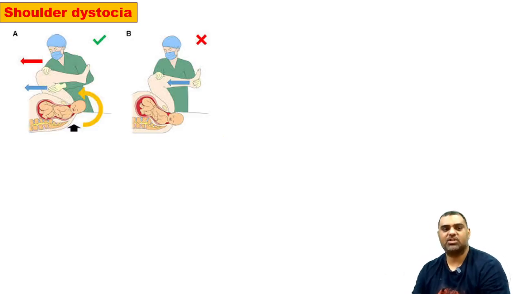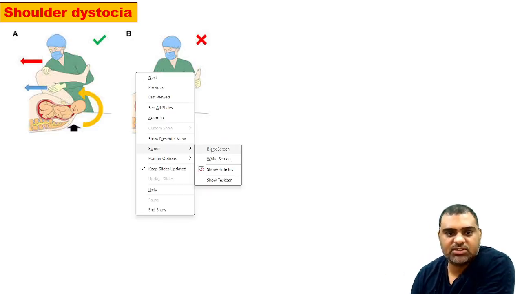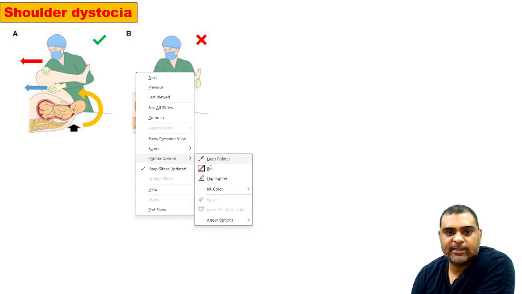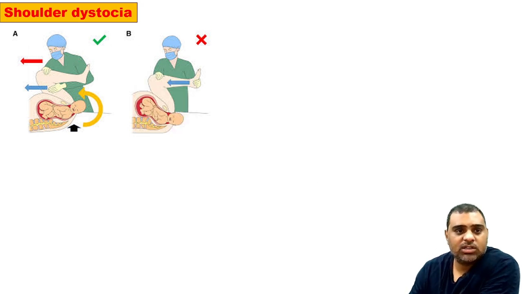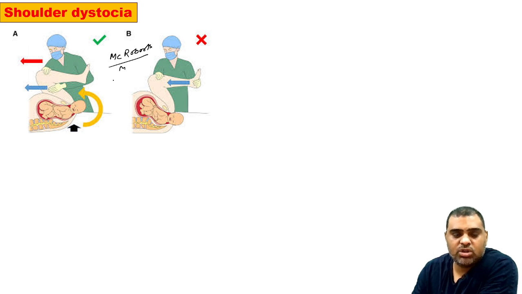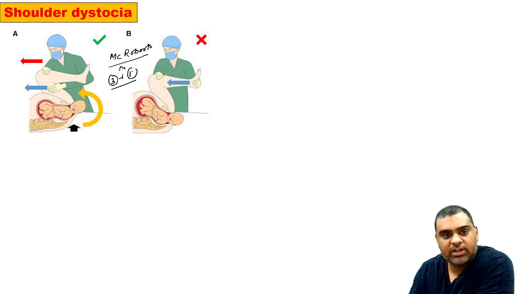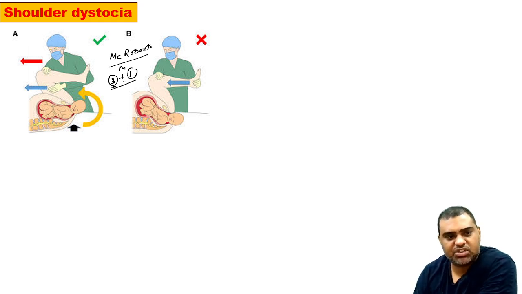So this is McRoberts maneuver. What is McRoberts maneuver? This is McRoberts maneuver. McRoberts maneuver needs a total of 3 plus 1, 4 people: one obstetrician who will take the baby out, and 3 other people, nurse or OT staff.